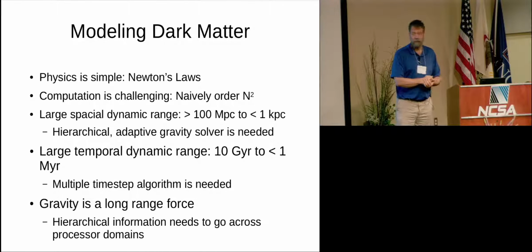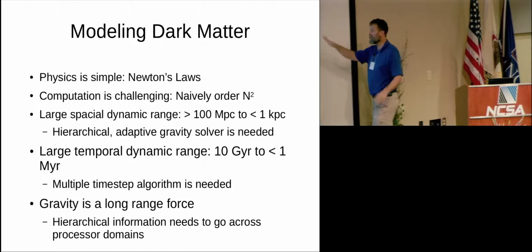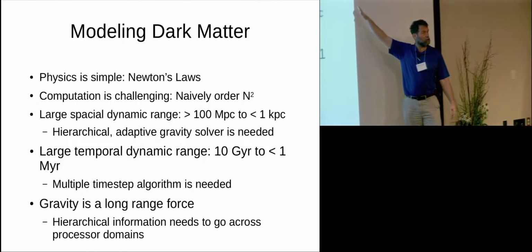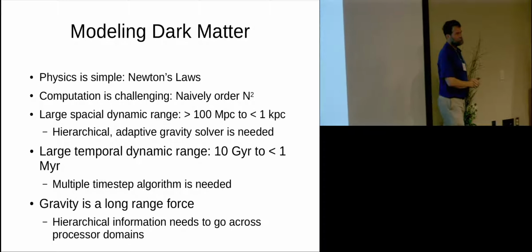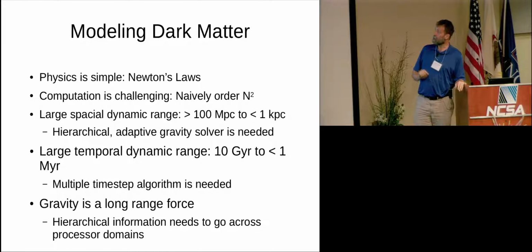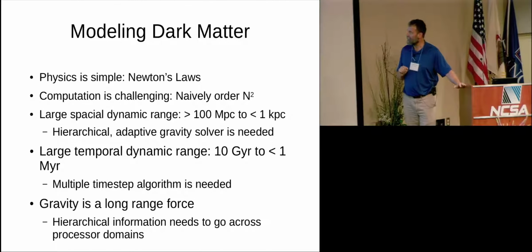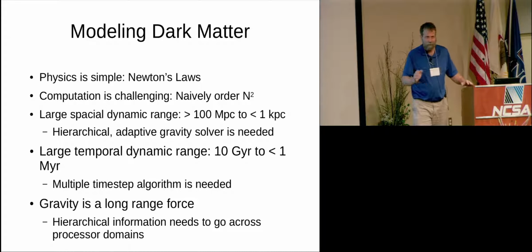The computation is challenging because naively that should scale as order n squared, where n is the number of particles you're trying to simulate. Ideally, you'd like n to be 10 to the 80 because that's the number of dark matter particles in the universe. It is a challenge that requires development of new algorithms, and of course it's a challenge that lets you win Gordon Bell prizes.